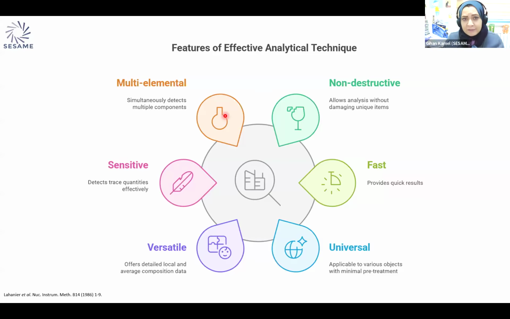So if you want to get information about a technique that could be effective, that means you need to have a multi-elemental technique which simultaneously detects multiple components in your sample, non-destructive. Yeah, so you need to allow analysis without damaging unique items. For example, if we are dealing with archaeological samples, you cannot just gamble and go for a technique that will produce damage. Yeah, sensitive, that means it can detect trace quantities in an effective way, fast, versatile, and also universal.